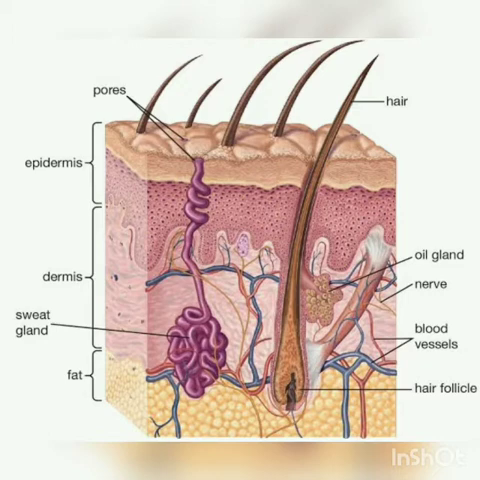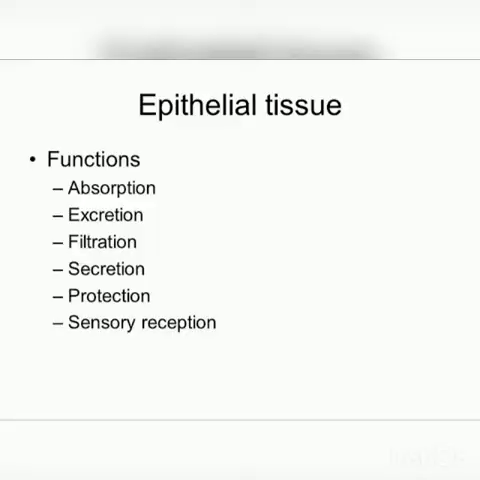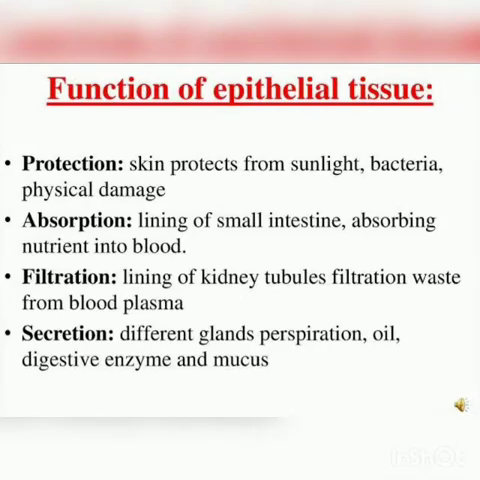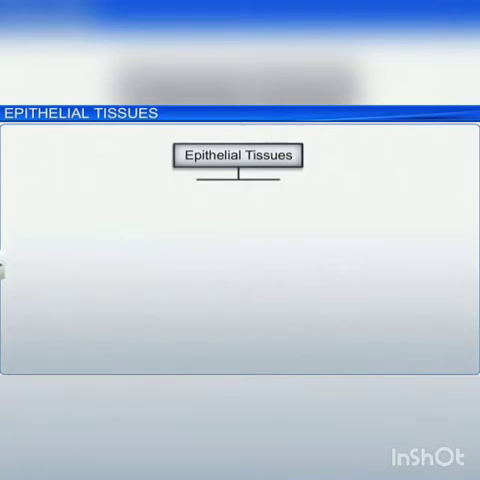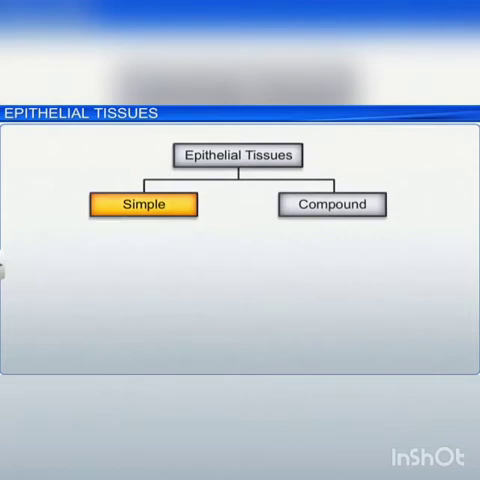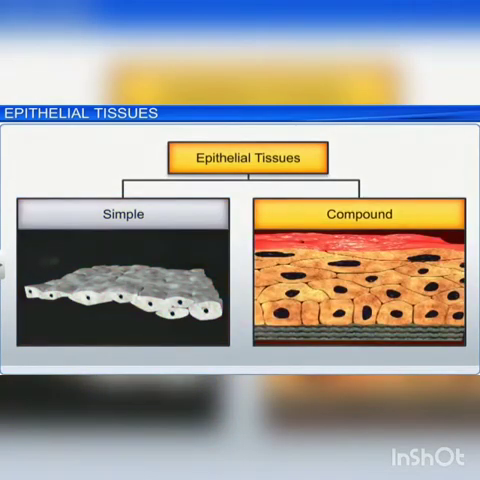So what is the function of this epithelium? This includes protection, absorption, filtration, excretion, secretion, and sensory reception. This epithelial tissue helps in protection, it absorbs and it filtrates, it excretes the waste, it secretes and it acts as a sense organ, that is the sensory reception. So based on the structural modification of the cells, the epithelial cells are classified into two types. One is simple epithelium, another one is compound epithelium.